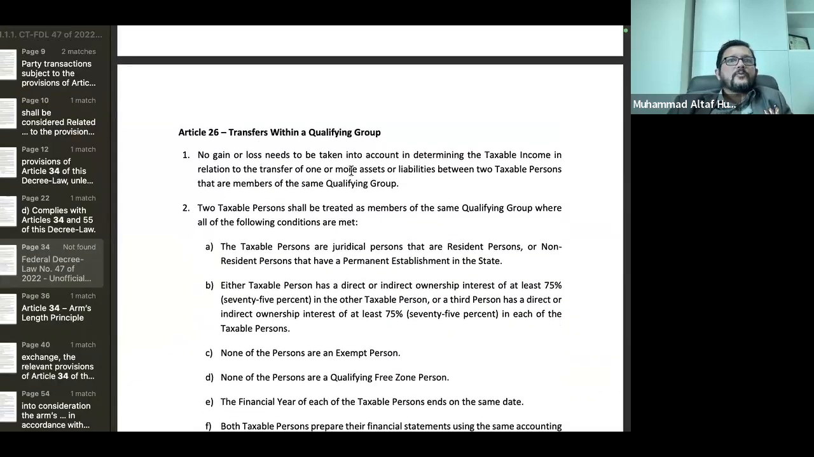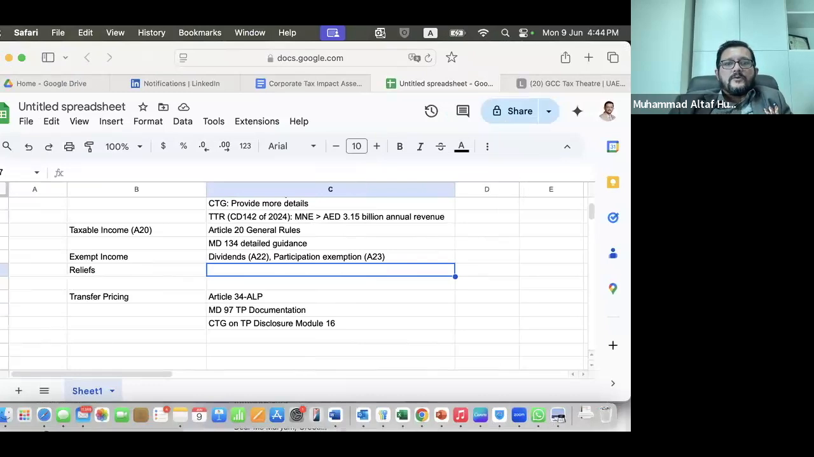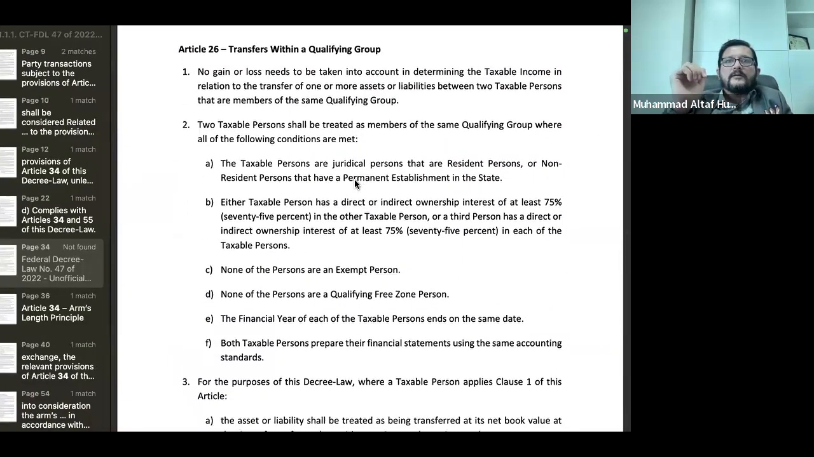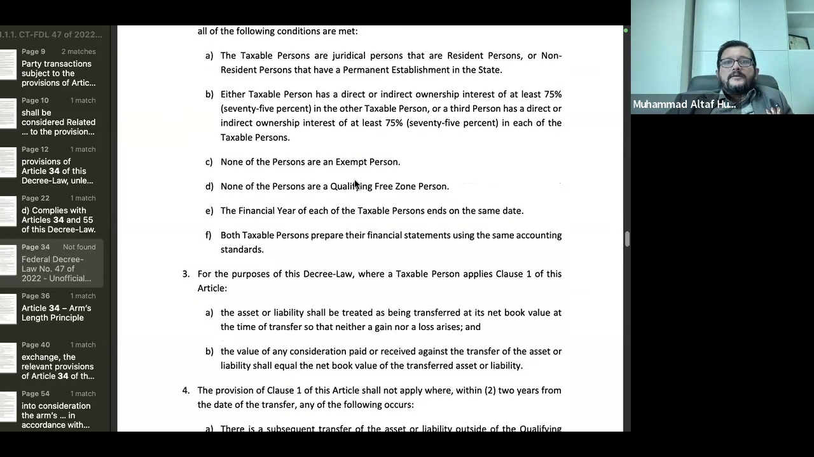One is called the qualifying group relief, right? Yes. So we can say qualifying group, which is Article 26. So what is the concept of qualifying group relief? 75% shareholding. Common shareholding or one parent subsidiary shareholding, right? A third entity or person holding 75%, or one entity holding 75% directly, right?